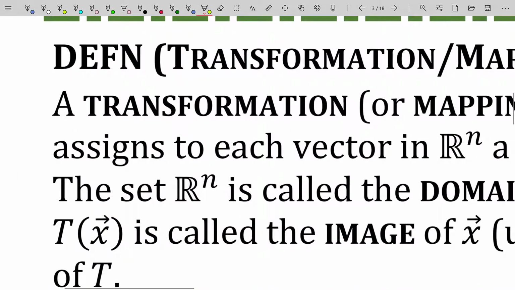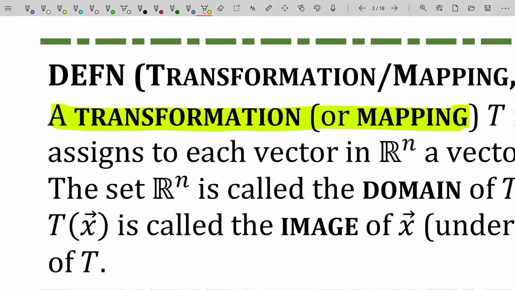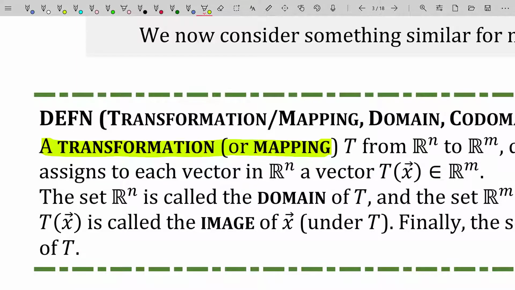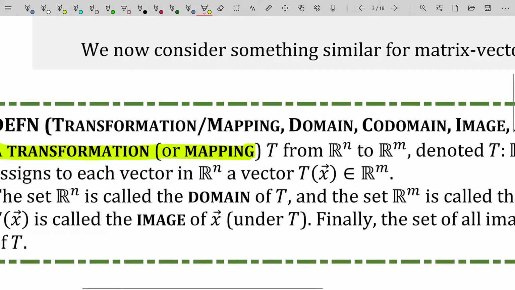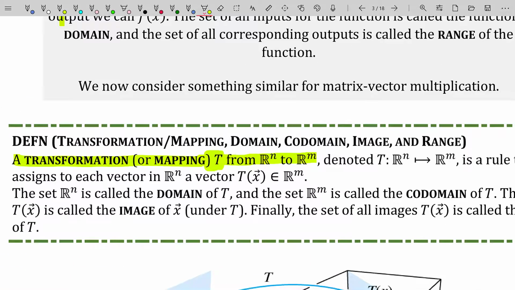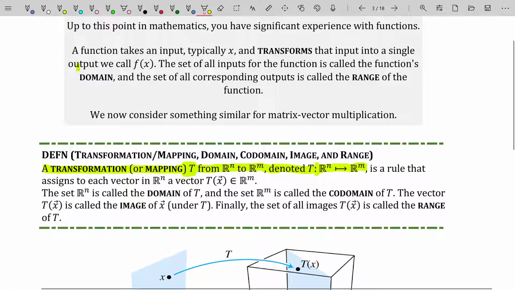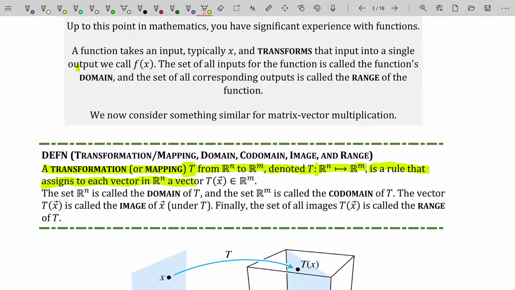So a transformation or a mapping, and notice we've already started with 2 terms for the same exact thing, of transformation or a mapping, and some people will call this a function as well. Anyway, a transformation or a mapping, which we will call T, from Rn to Rm, which we will denote as T colon Rn to Rm. Most people would read that the transformation T, which maps Rn to Rm, is a rule that assigns to each vector in Rn a vector in Rm, and that vector we'll call T of x.